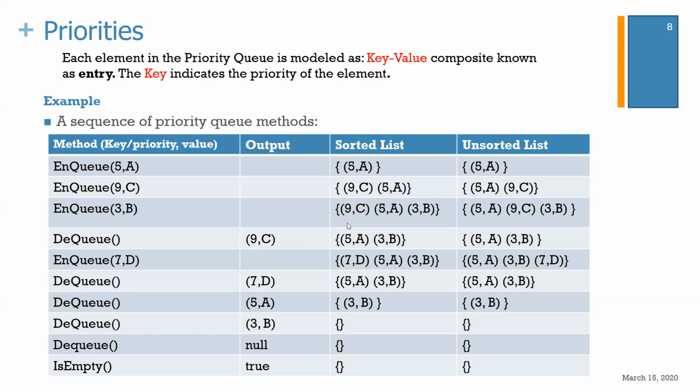Yes, for priority, the highest priority is from the front. Good. For DQ. For NQ, my question again. For NQ in a sorted list, where can we NQ? At the front or at the rear?